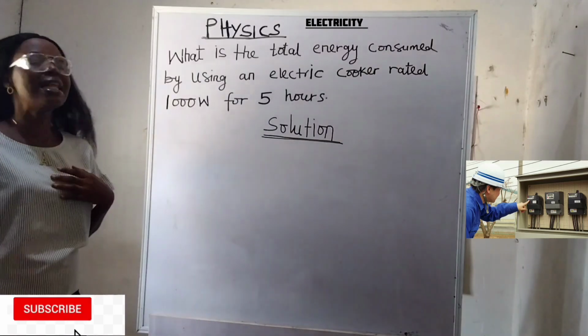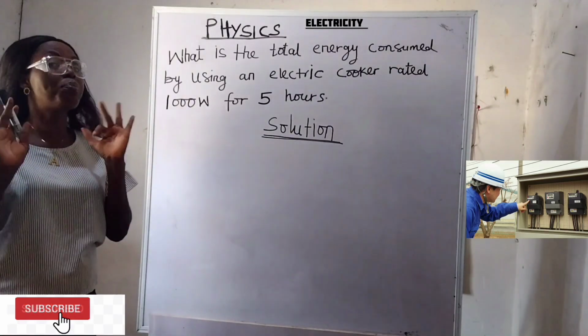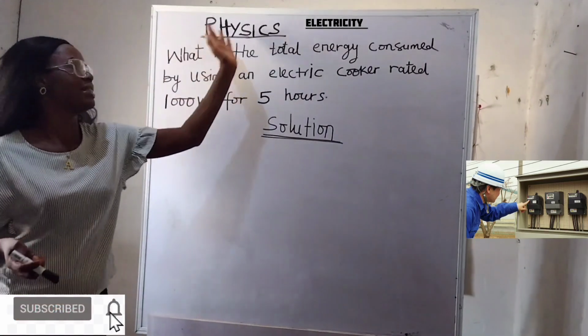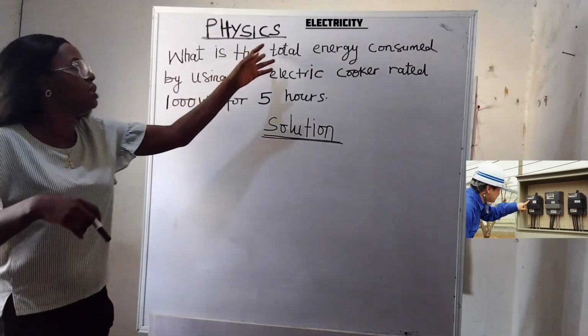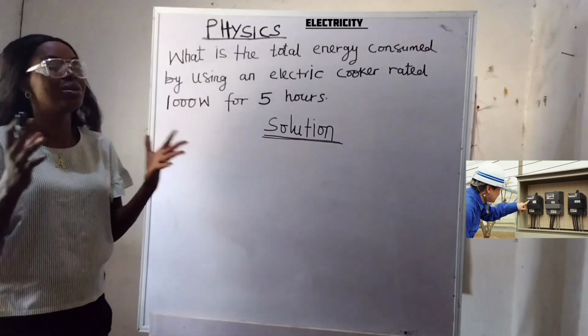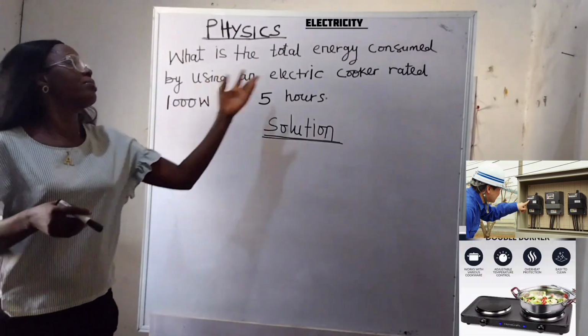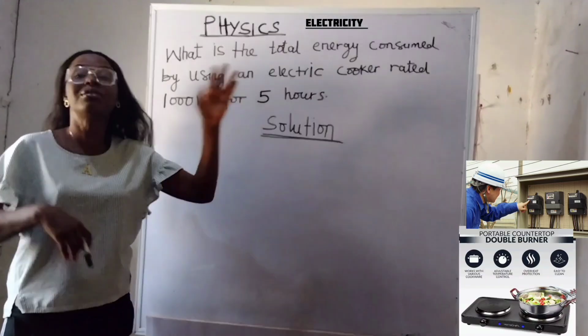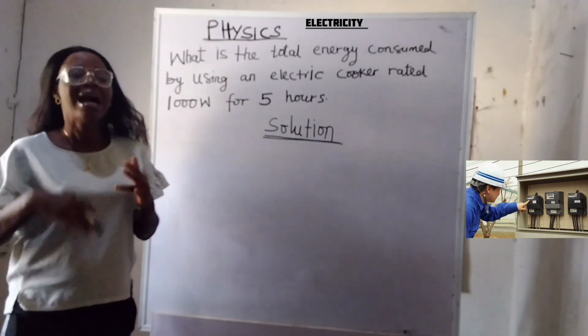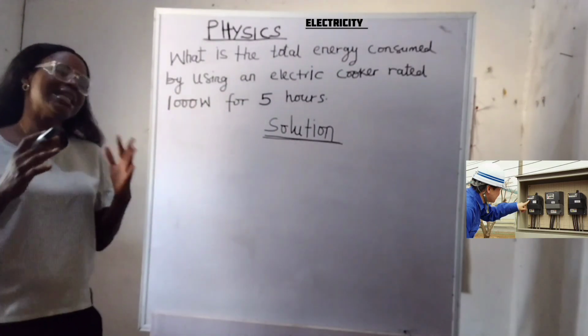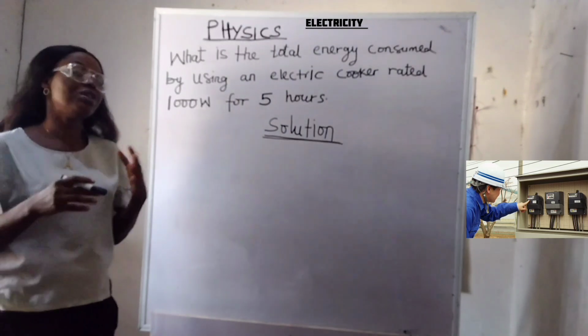On today's lesson, I want to teach us how to solve problems on electricity, how to calculate the total energy consumed when somebody is using electric appliances. For example, an electric cooker, as we have on the board, electric burner, electric iron, electric whatever. How to calculate the total energy consumed in such cases.